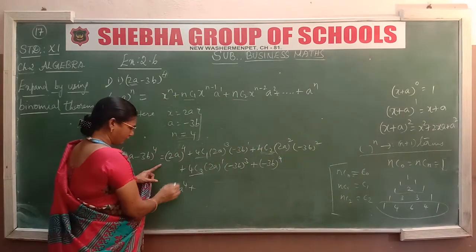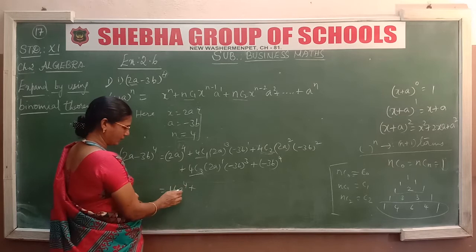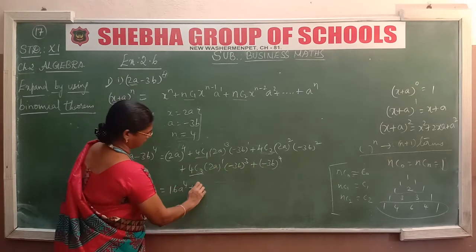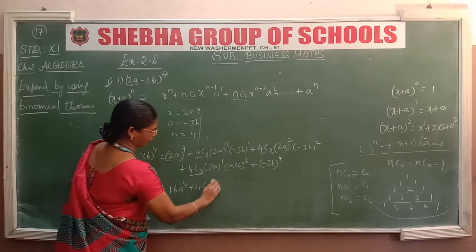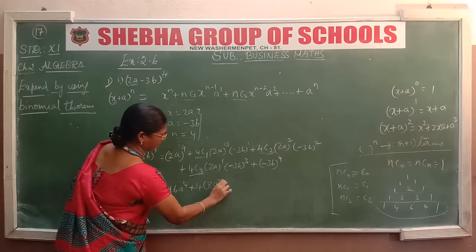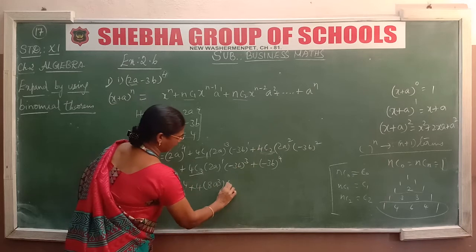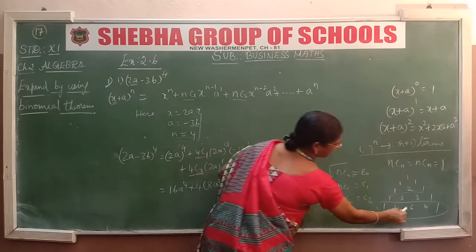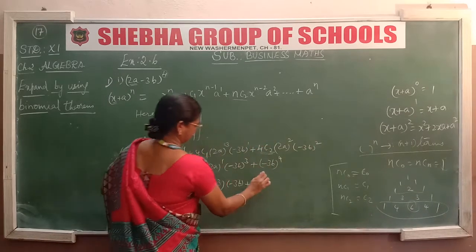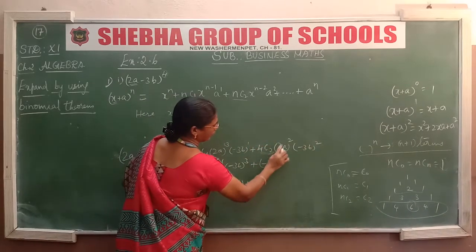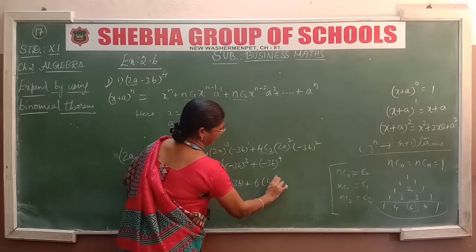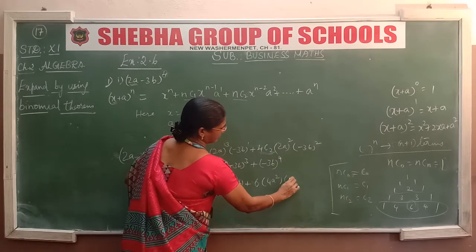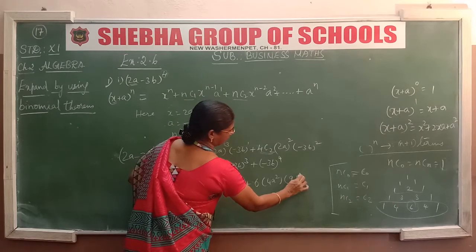So here 1 comes. I have expanded only this 2a power 4. Next 4c1 means 4. 4 into 2a whole cube means 8 into a cube. Next minus 3b power 1 is minus 3b. Next coefficient 4c2, sorry, 6. 6 into 2a whole square becomes 4a square, and minus 3b whole square becomes minus into minus plus, 3 square is 9, and b square.